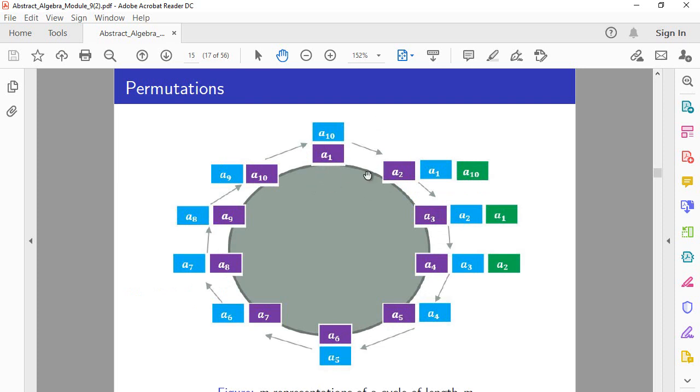Now we can shift everything. So here I'm writing A1 here, A2 next, and so on. And if you follow the arrows, we still basically have the same cycle. Okay, so I'll let you investigate this picture to see why a cycle of length n has n different representations.